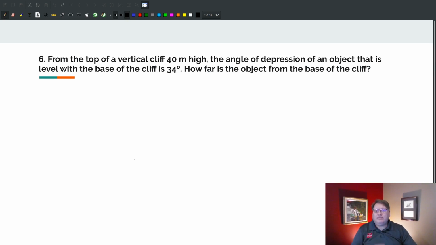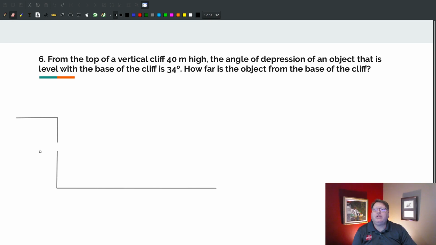All right, this is a cliff problem. It says from the top of a vertical cliff. Okay, so we're going to try and draw our vertical cliff. Let's see. We'll make it a different color. So we're going to draw our cliff, a vertical cliff, and then we have some ground here. So from the top of a vertical cliff that is 40 meters high, so this right here is going to be 40.